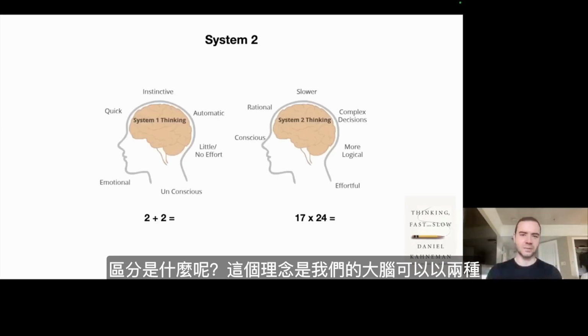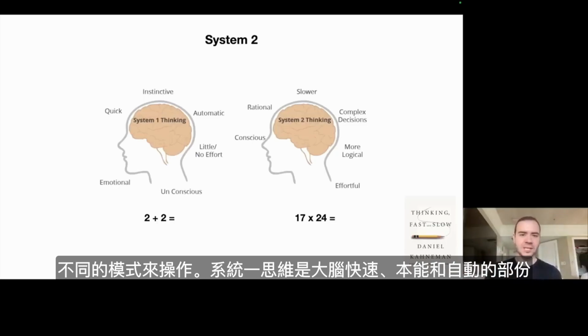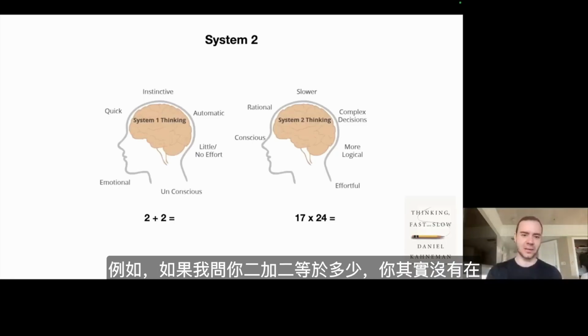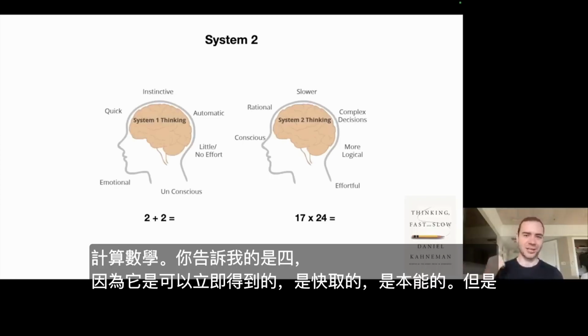So what is the distinction? The idea is that your brain can function in two kind of different modes. System 1 thinking is your quick, instinctive, and automatic part of the brain. For example, if I ask you what is 2 plus 2, you're not actually doing that math. You're just telling me it's 4 because it's available, it's cached, it's instinctive.